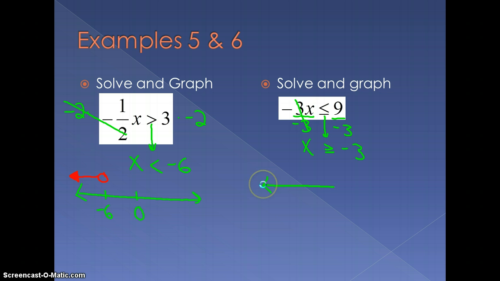And I graph. 0. -3. -3 is again a solution, so it's a solid. X is greater than or equal to. We shade to the right.